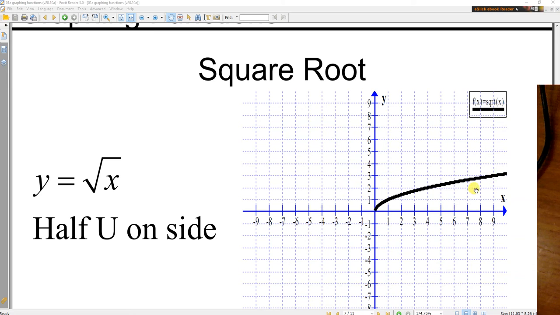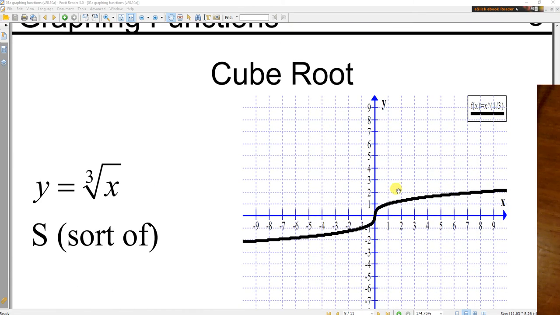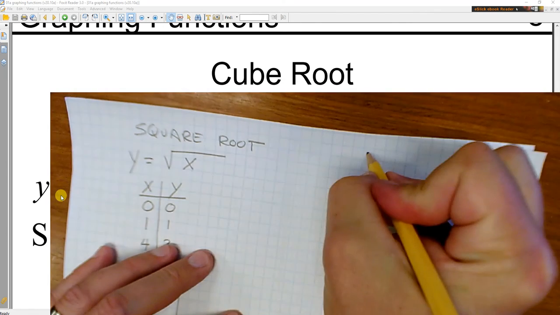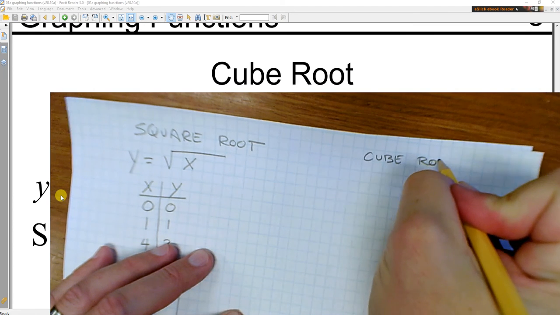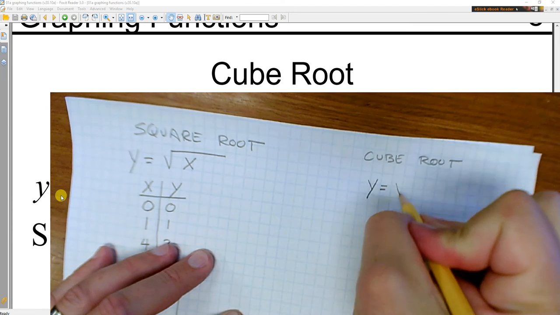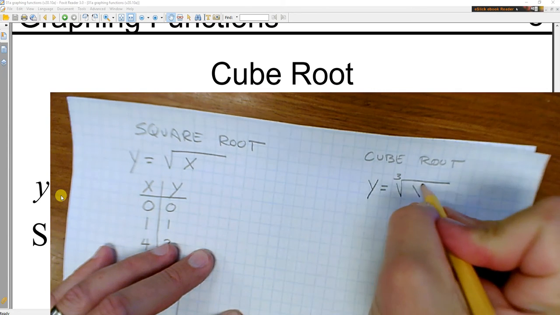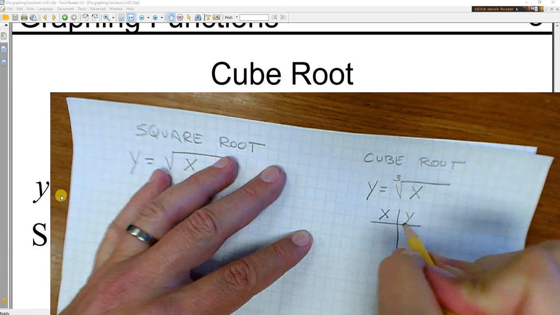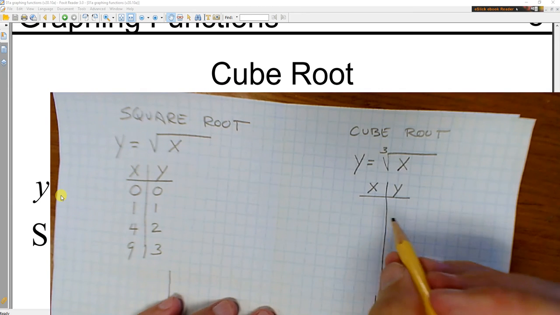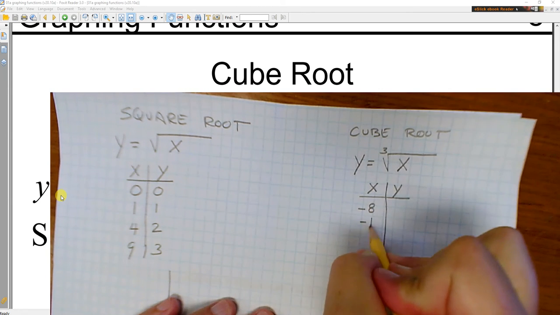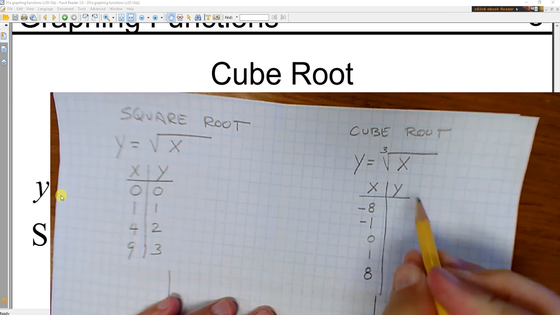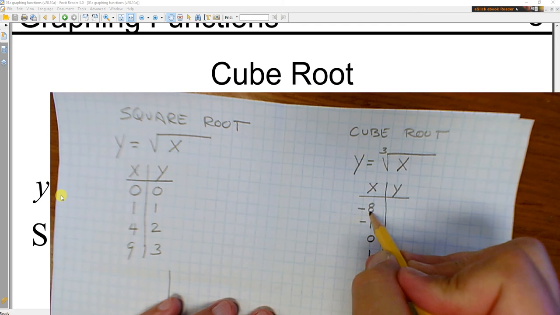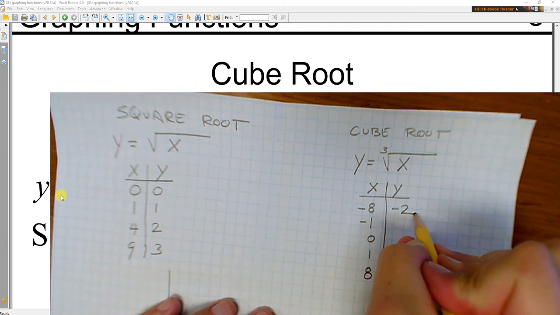And our final one is the cube root function, which I call the S. And our basic function is y equals the cube root of x. For my net, I'm going to throw out cube roots: -8, -1, 0, 1, 8. A cube root, right? -2 times -2 times -2 is -8. So the cube root of -8 is -2.